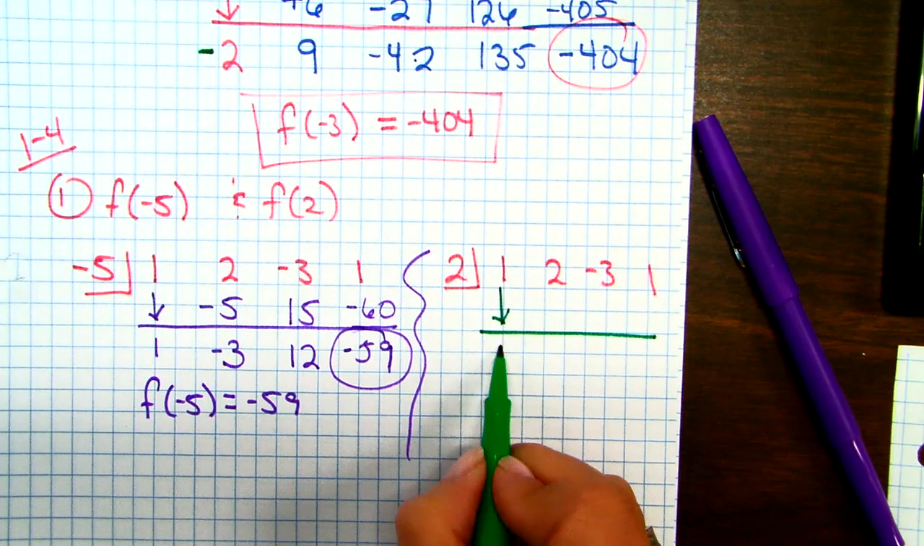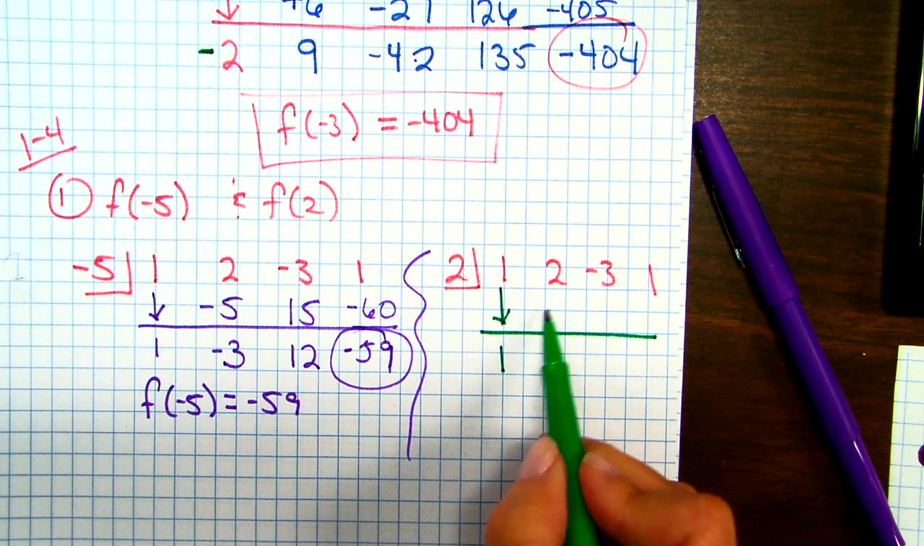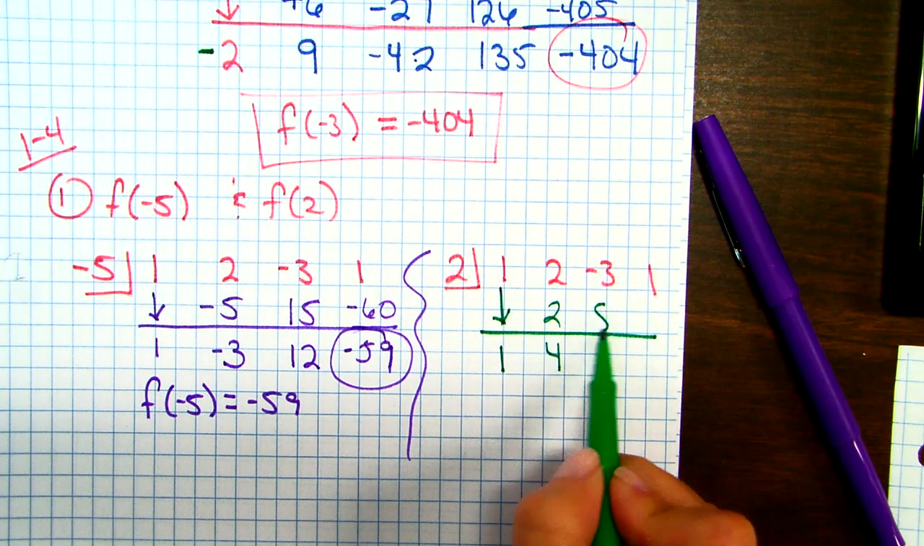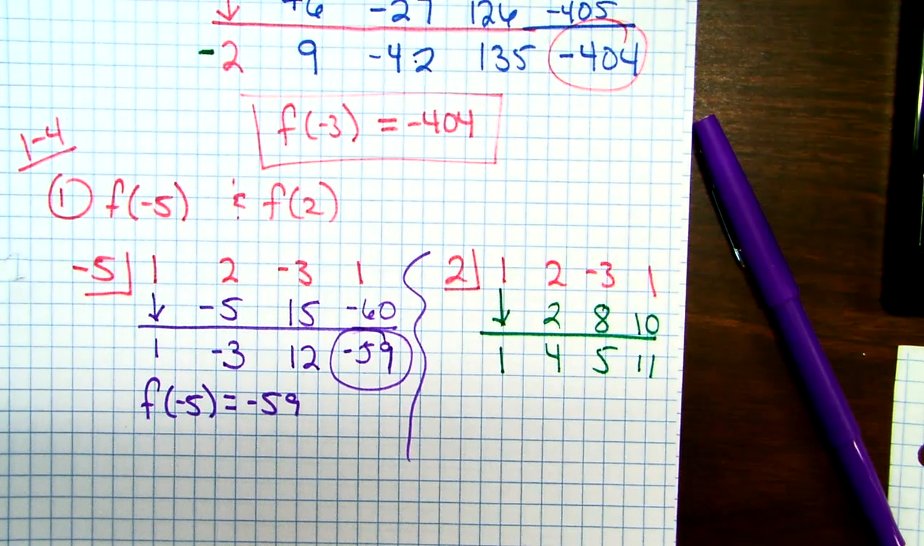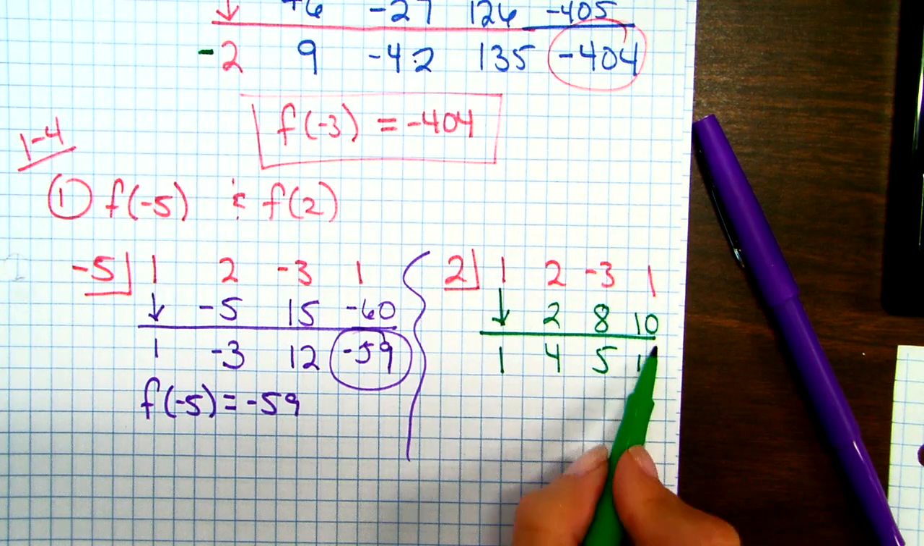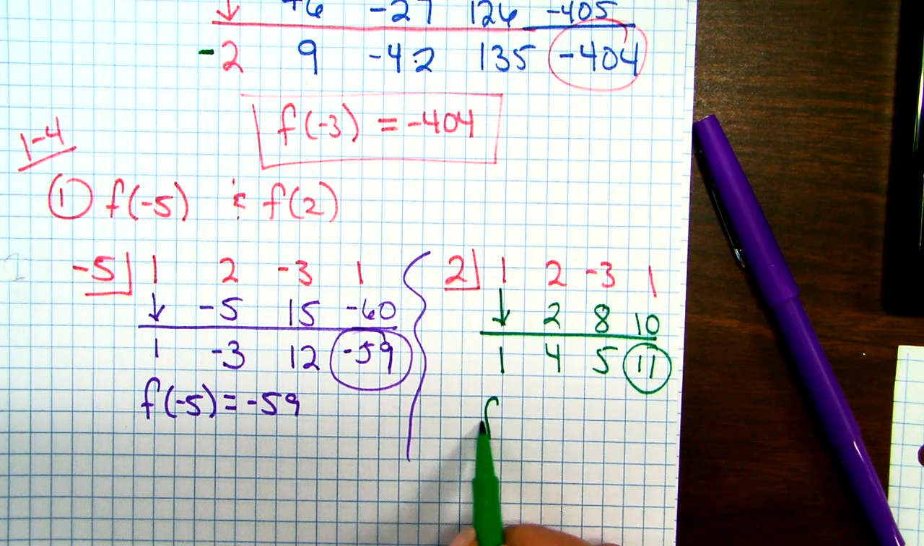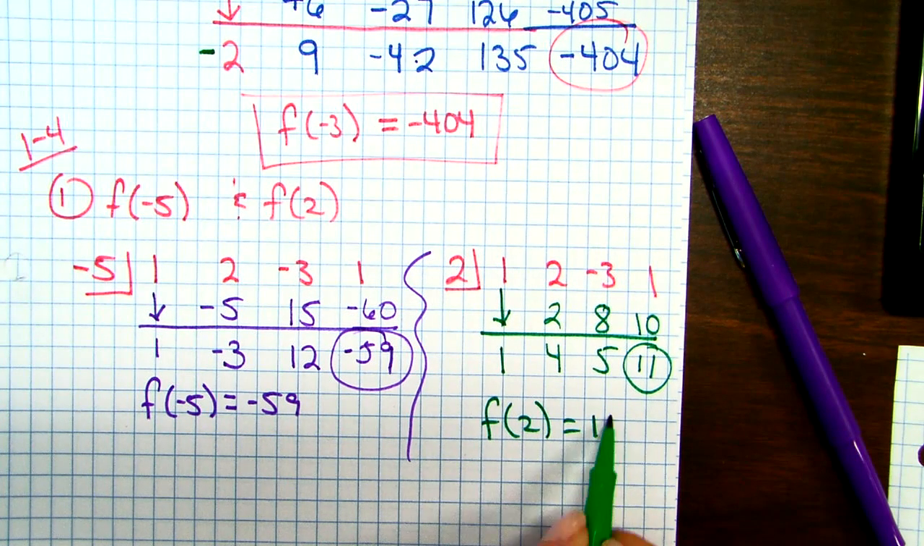Come on, guys. 1, multiply, add, multiply, add, multiply, add. Hey, guys in the back, I'm talking, I'm teaching. You should be paying attention. It's rude. f of 2 is 11, right? Isn't this easy? It is easy.